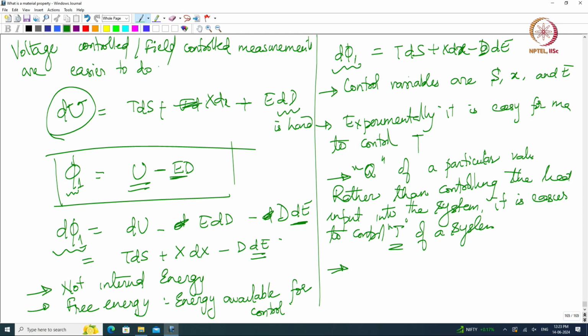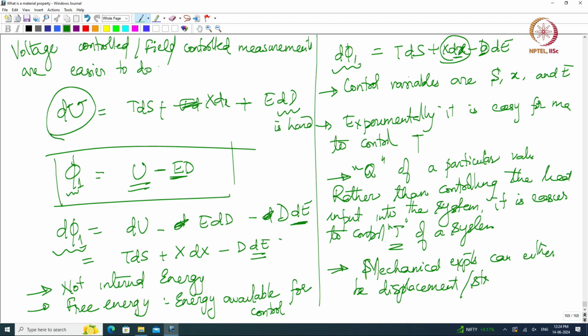Similarly, I can strain the system, but mechanical experiments can be either displacement controlled or strain controlled or force controlled. Again, using a control loop, I can exactly apply the desired force on the material, right. So, force controlled, which is stress controlled.